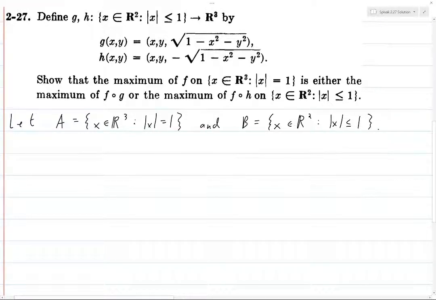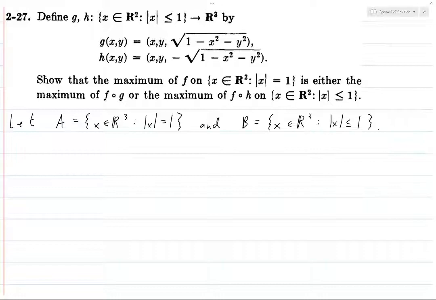Okay, so we want to prove that the maximum of f on A is either the maximum of f of g on B or the maximum of f of h on B. The way that we're going to prove this is that we're going to prove that A is precisely g of B union h of B. And if that's true, then the statement that we're trying to prove follows clearly.